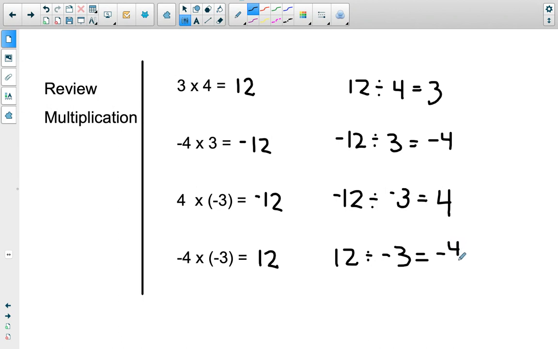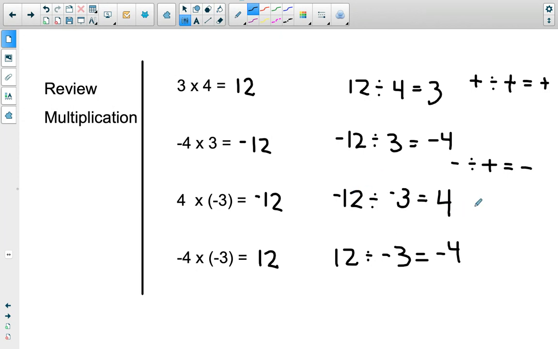Now, hopefully you can look at this and start seeing rules like we have for our multiplication. Here I have a positive divided by a positive, and my answer is a positive. Here I have a negative, I'll try to write a little bit smaller, divided by a positive, and my answer is a negative.